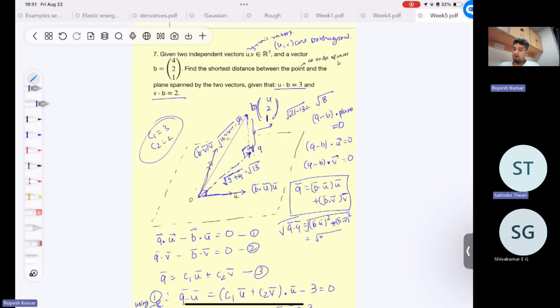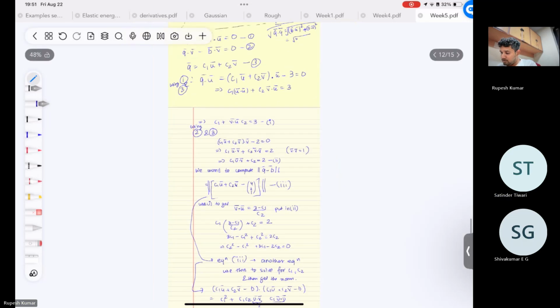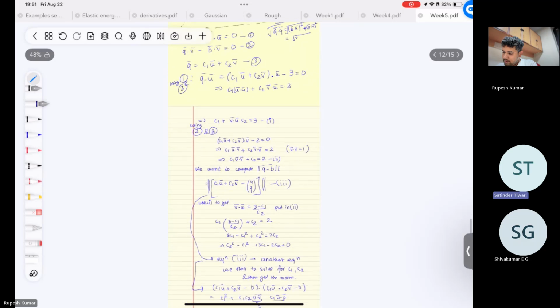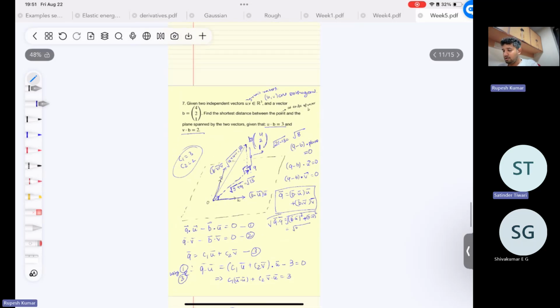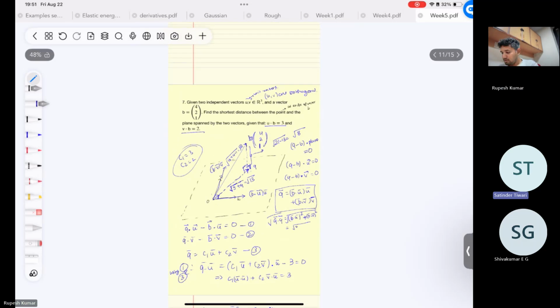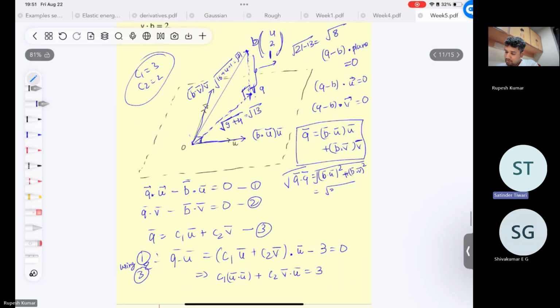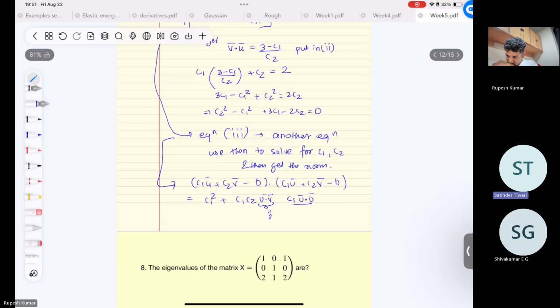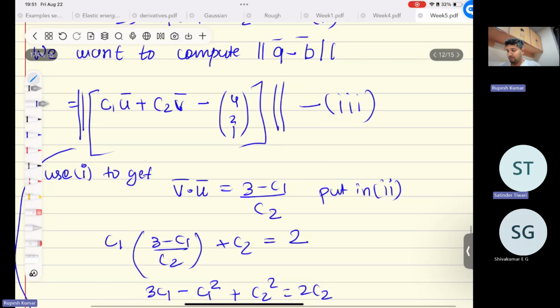Fine. For that equation, we are getting the answer C1, C2 in the beginning only. Yes, we have the equation: C1 mod u squared plus C2 u dot v equals 3. There, u dot v is 0 and mod u is 1. So C1 we directly get as 3. No need to go over there. Right, you directly get C1 equals 3 from here itself. That is what I'm saying.